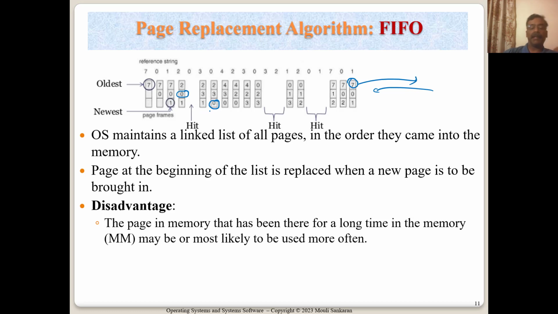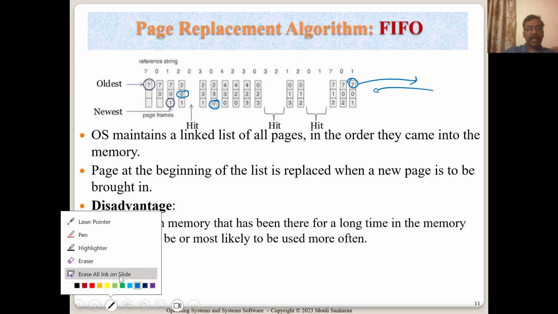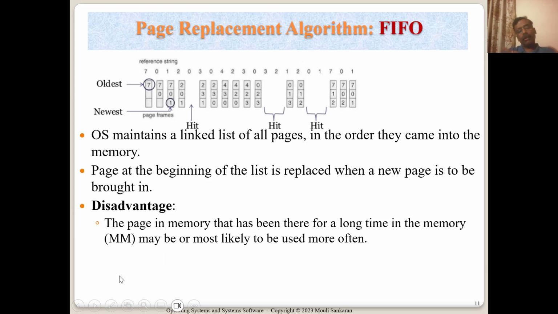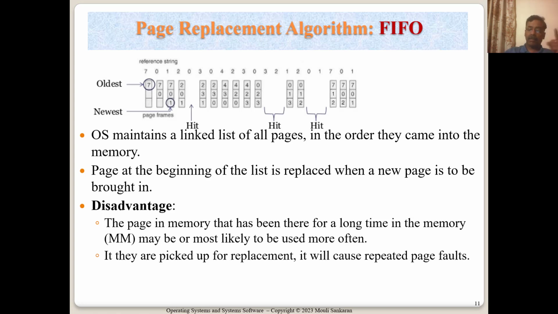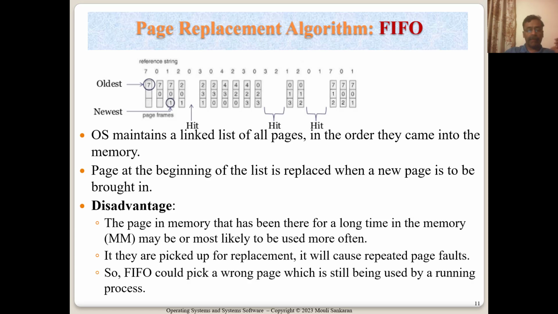Bringing the page in is going to be expensive, in terms of an active page being thrown out, and then a page fault will come again. So too many page faults will happen because of this FIFO. So repeated page faults may happen. FIFO could pick a wrong page which is still being used by the program. So you understand the remaining thing I told you.